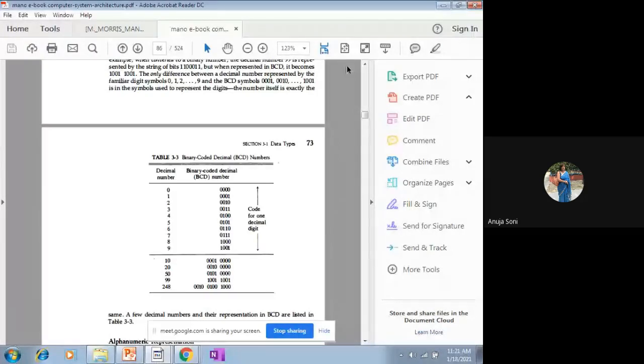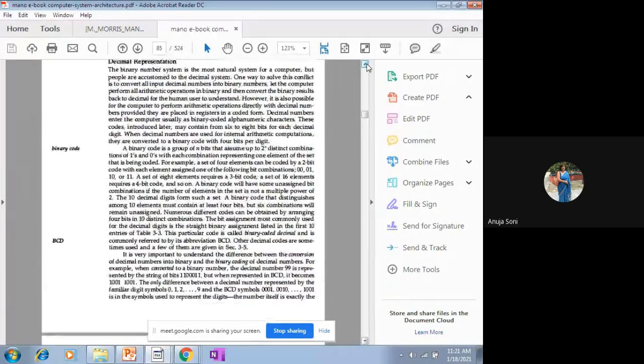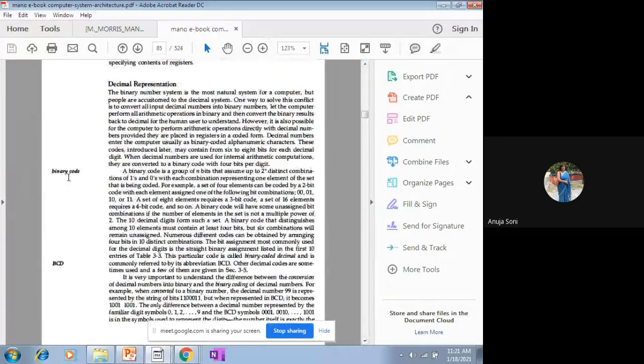Binary coded decimal numbers. Sometimes you may be asked the difference between binary code and BCD form. Binary code is basically the case where, whenever you are given a number in decimal form and you need to convert it into binary form by successively dividing the number by base 2, whatever resultant value you get will be called the binary coded value.